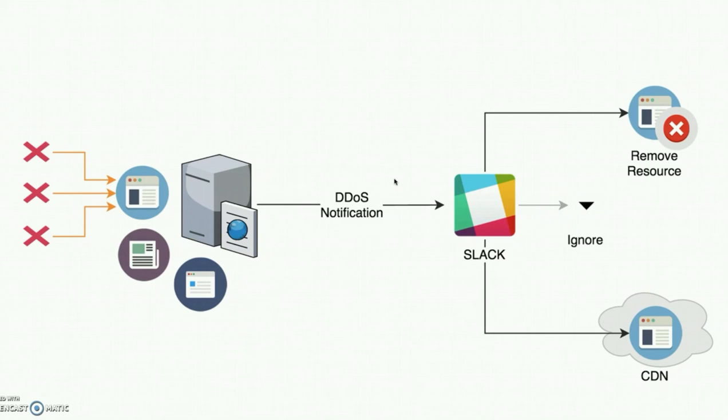Within the notification, the user is presented with 3 different options, each of which can be performed by just clicking on a button. He can either choose to ignore it or remove the entire resource that is being targeted by the attack. He may also choose to migrate this resource onto a cloud-hosted CDN, or content delivery network, to mitigate the effect of the DDoS attack.